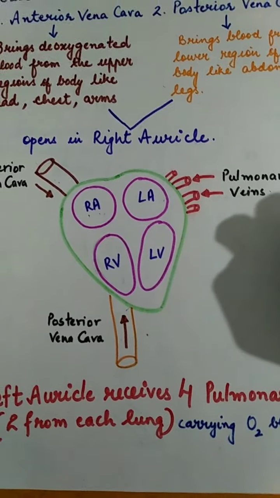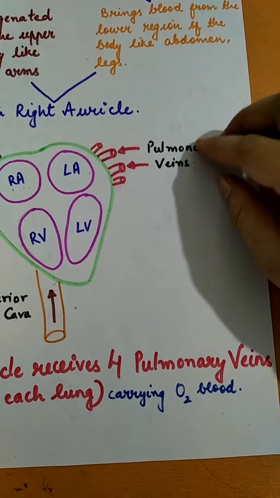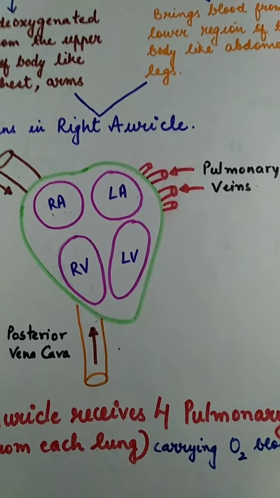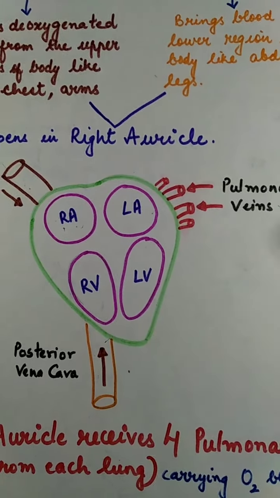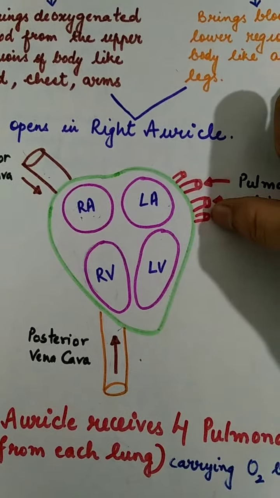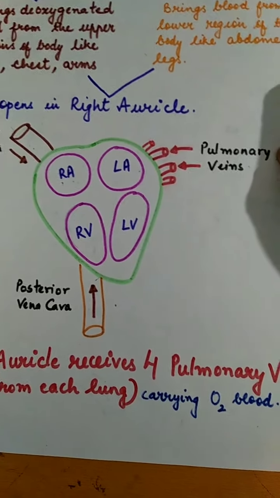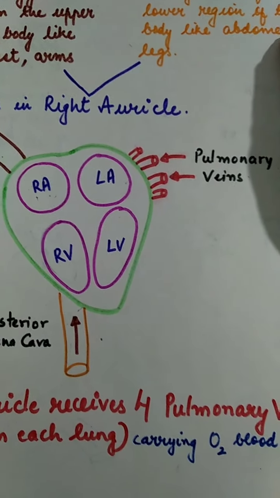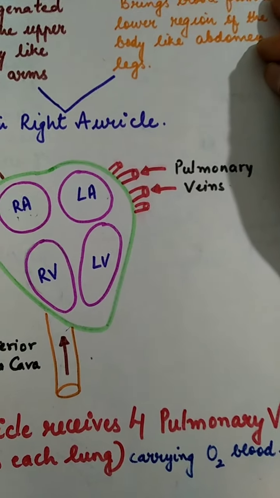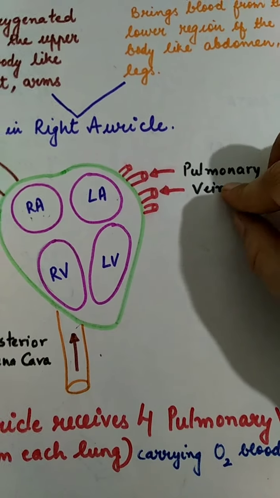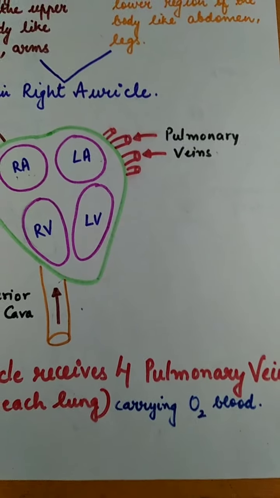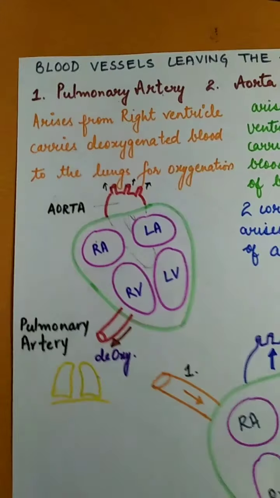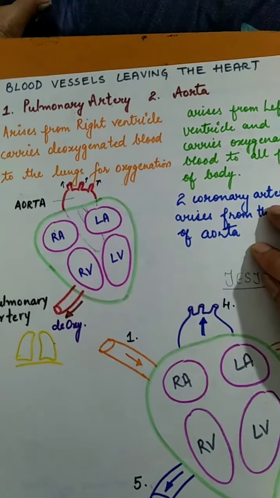What does it have? Left auricle receives 4 pulmonary veins. I have drawn 4. In your book you will see only 1 or 2, but to simplify whatever is written, so that it will be easy for you to understand, I have drawn the 4 pulmonary veins. These are coming, actually 2 from each lung. Left lung is sending 2 pulmonary veins and right lung is also sending 2 pulmonary veins. So altogether 4 pulmonary veins enter into the left auricle, and what do they carry? They carry oxygenated blood.